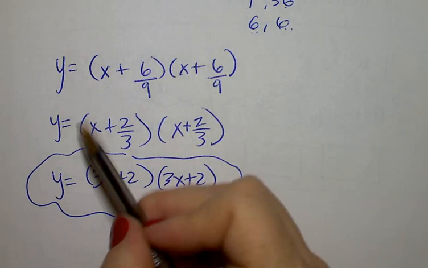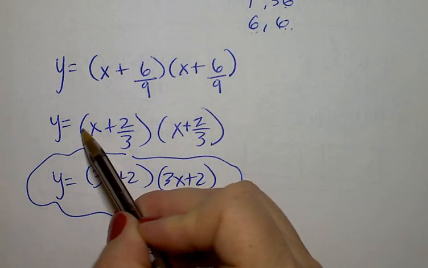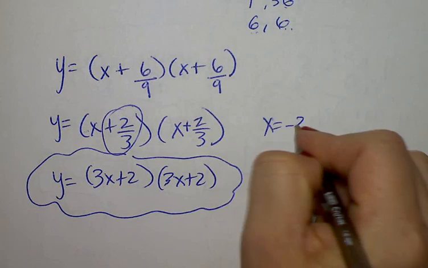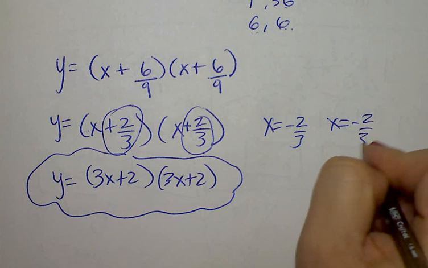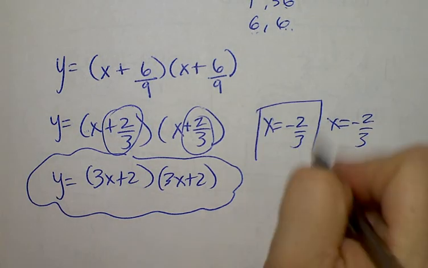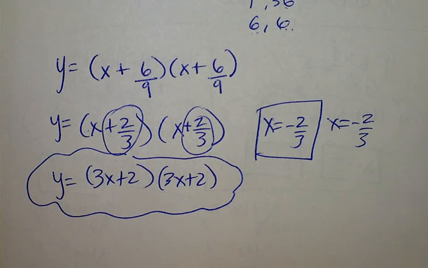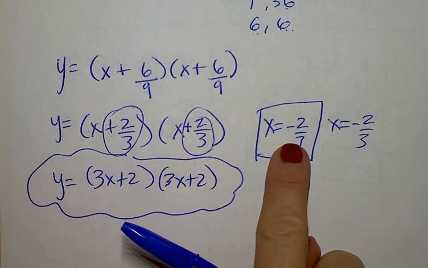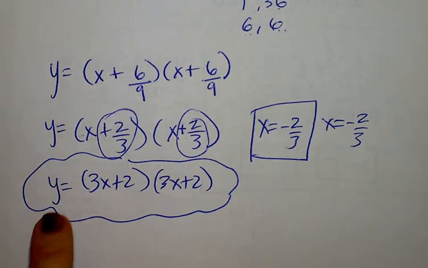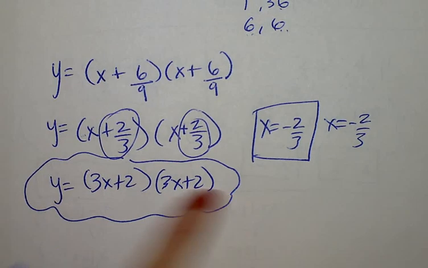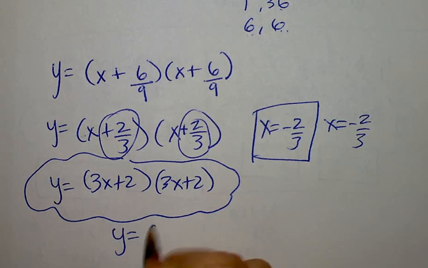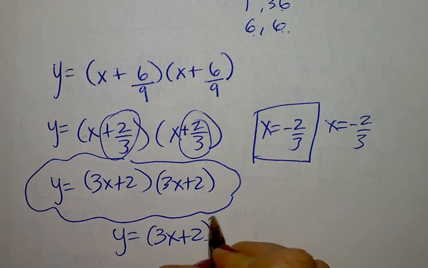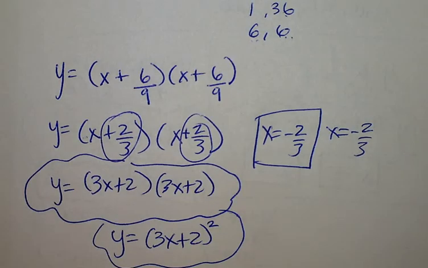What are the answers? Because the number in front is a 1, x is negative 2/3, and x is negative 2/3. When the answer is duplicated, you only have to write it down 1 time. Also, this is not incorrect, but does anybody know another way you may see this answer? Since it's the exact same thing twice, you may see it written like this. Either form is just fine. Okay, next up.